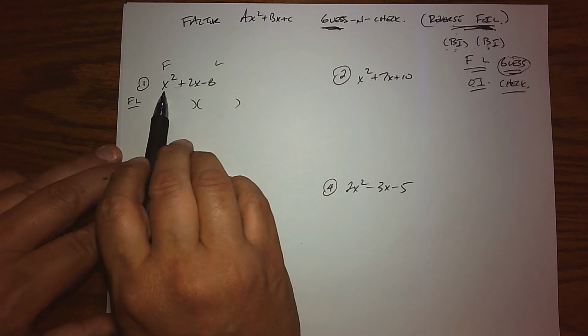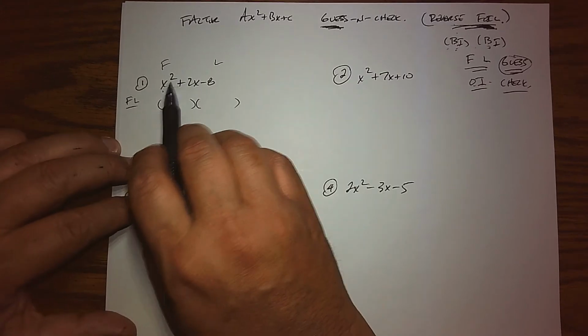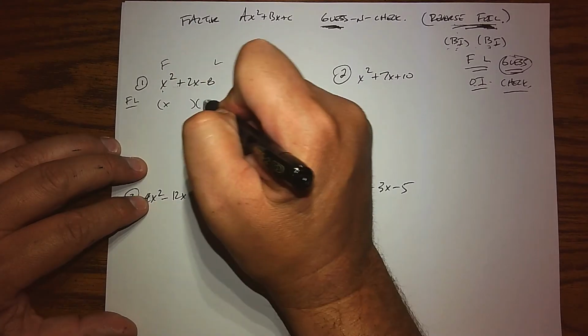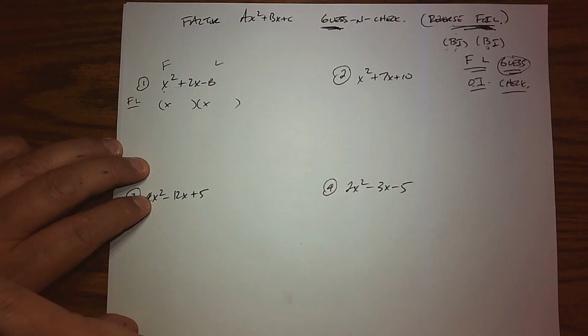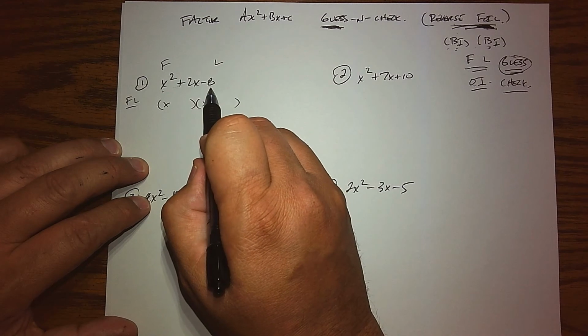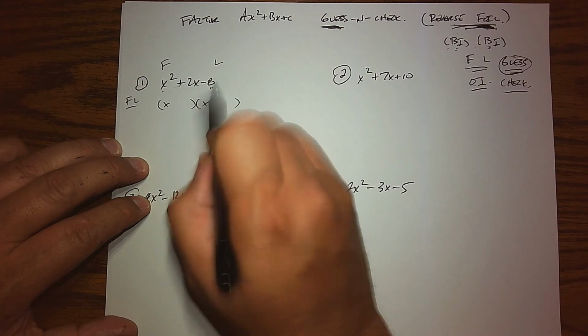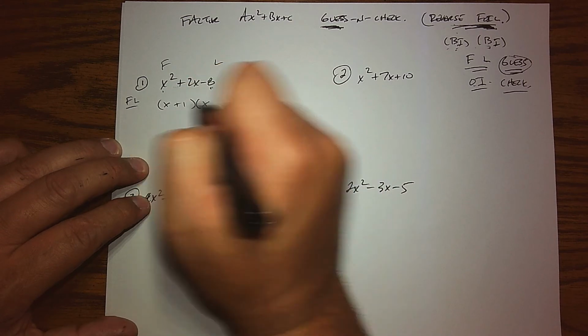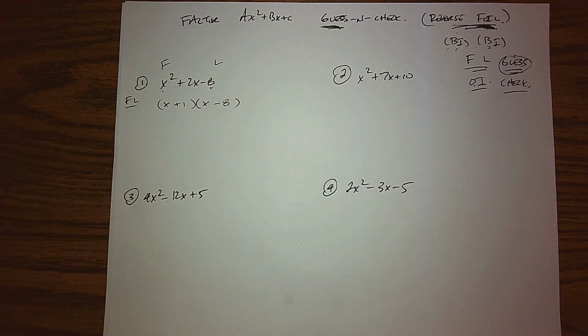So the first term here, right, here's the F and here's the L. The first term is x squared. So what times what gives me x squared? Well, that has to be x times x. That's about the only way we can do that. And then the next thing I'm going to worry about is the negative 8. So what times what gives me a negative 8? Lots of combinations. Let me just go ahead and say, well, what about plus 1 and negative 8?